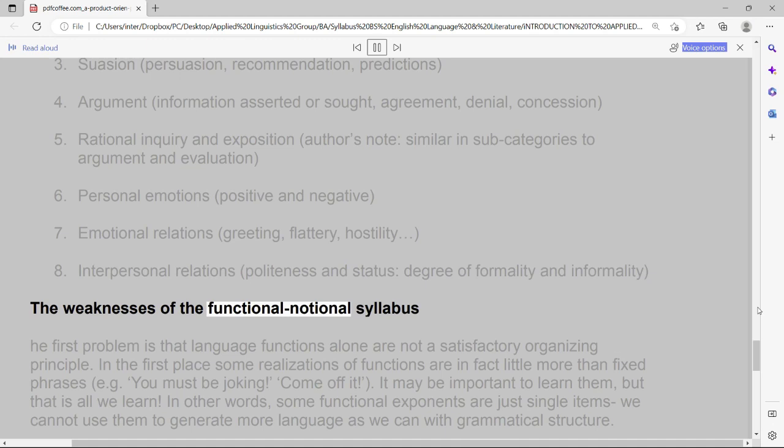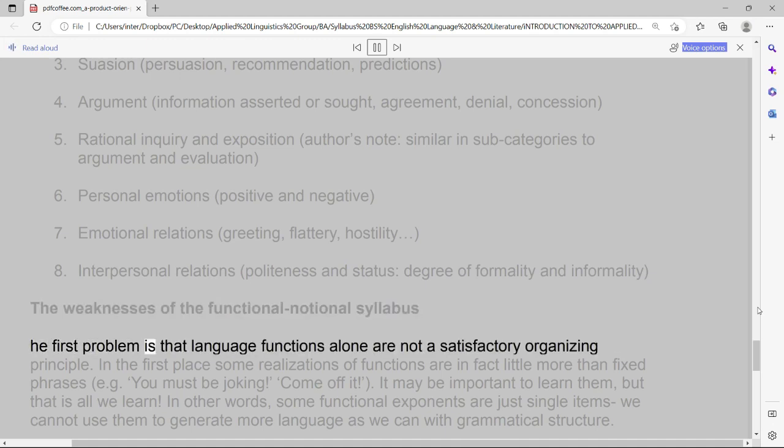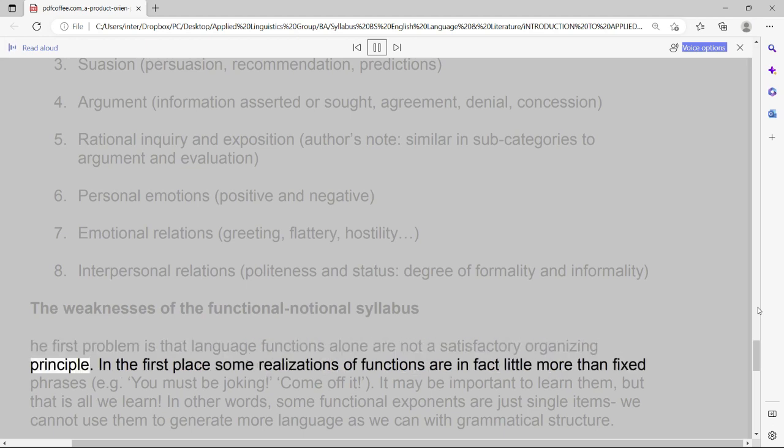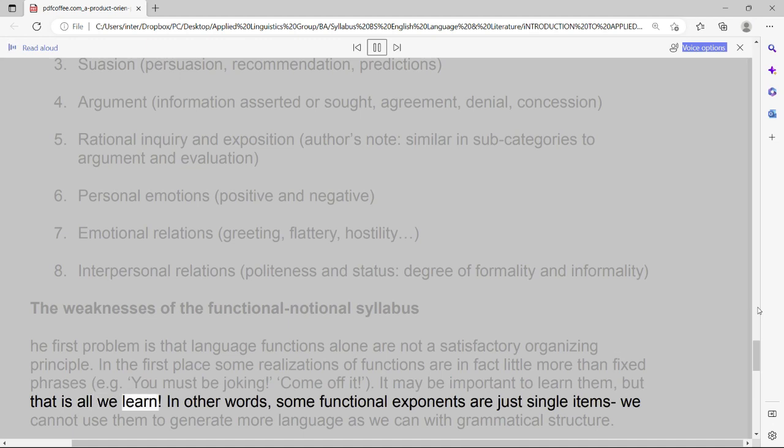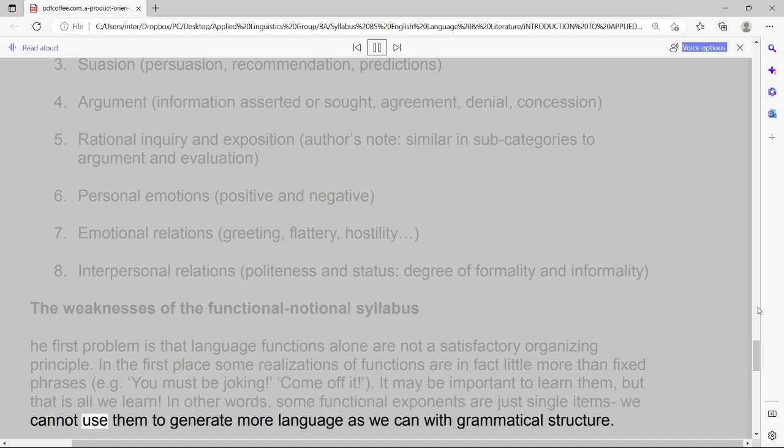The weaknesses of the functional notional syllabus. The first problem is that language functions alone are not a satisfactory organizing principle. In the first place, some realizations of functions are in fact little more than fixed phrases, e.g., you must be joking, come off it. It may be important to learn them, but that is all we learn. In other words, some functional exponents are just single items; we cannot use them to generate more language as we can with grammatical structure.